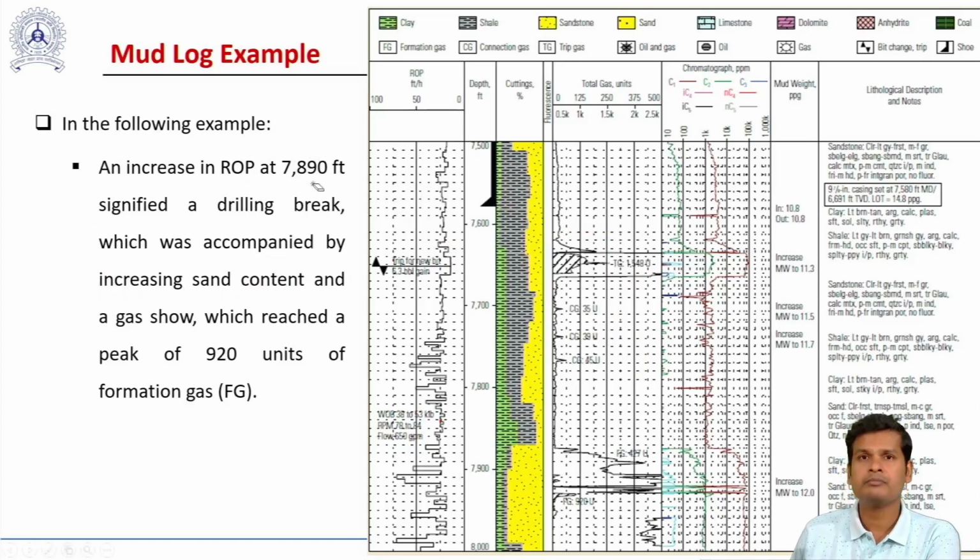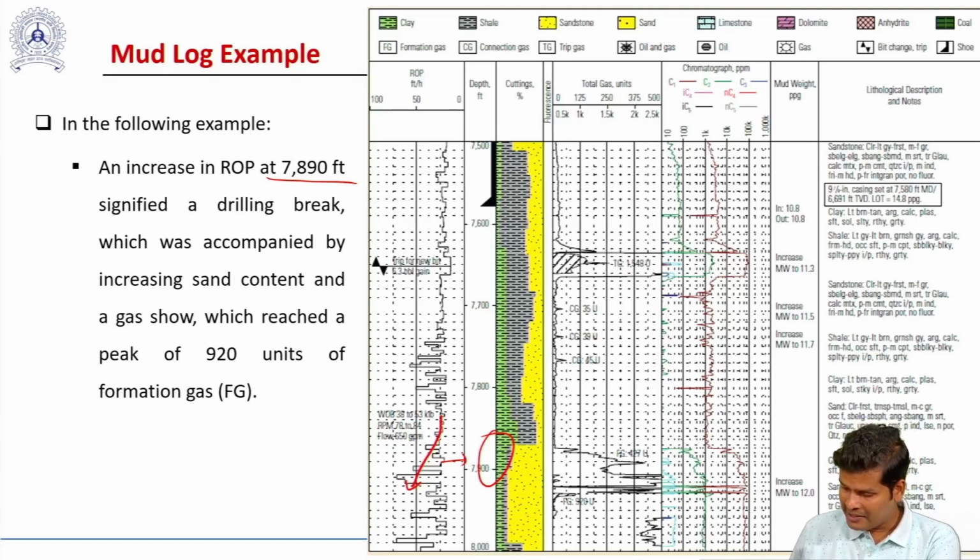Now if you see further at around 7890 feet here, there is a change in the drilling rate. The rate of penetration is increasing. So this could be classified as a drilling break. A drilling break is an indication that we may be entering a porous and permeable formation. Now this is just an indication. Now this can be further confirmed by the analysis of gas and oil.